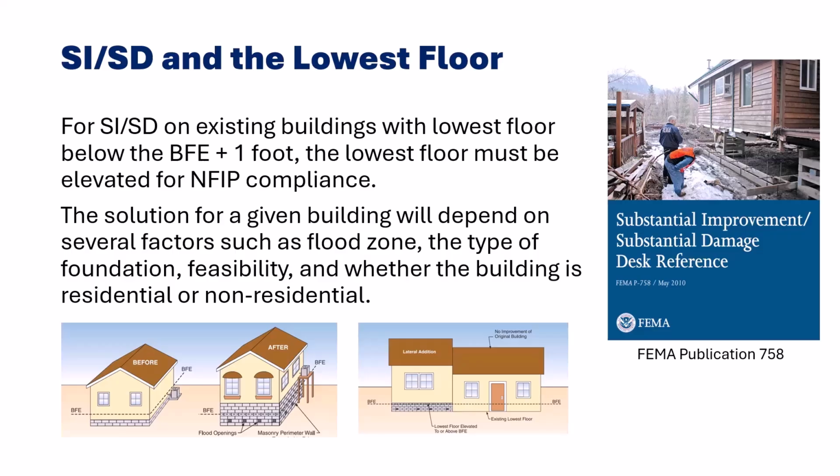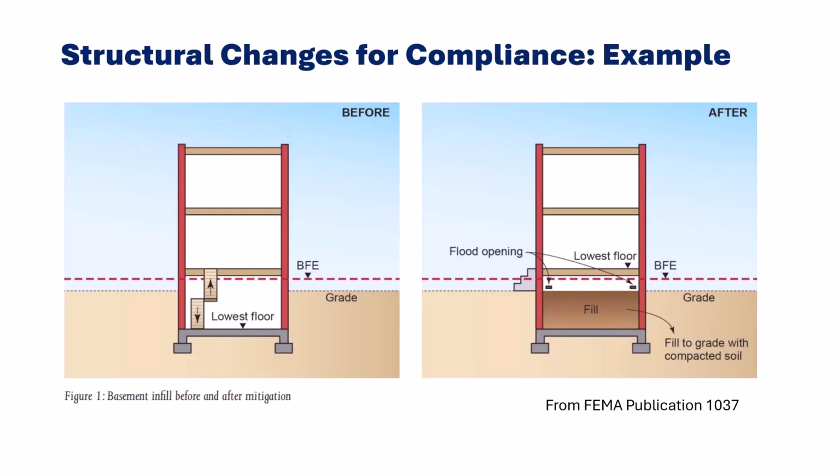FEMA has useful publications about the important SI/SD requirements, as well as solutions for mitigation. There are different options for homeowners that apply both to newly built homes as well as existing homes located in flood-prone areas. Mitigation measures may include elevating a home above that BFE plus 1, or relocating a home to higher ground outside of a flood risk area.